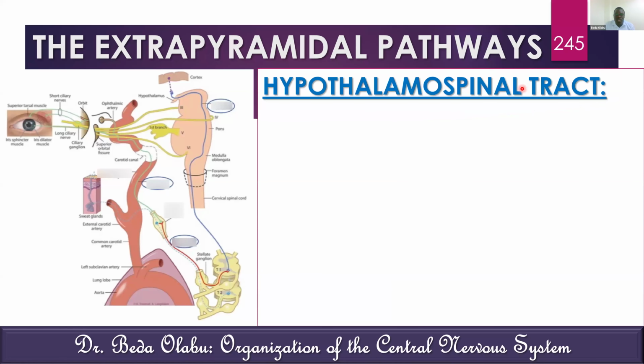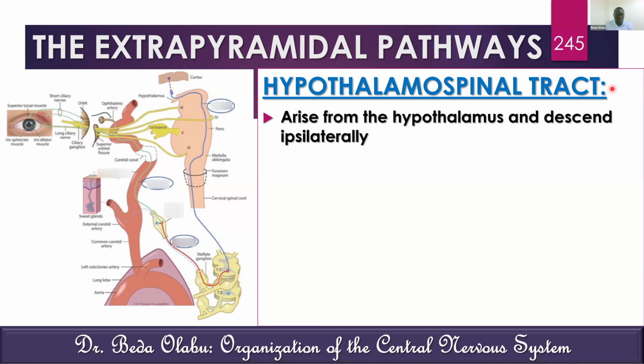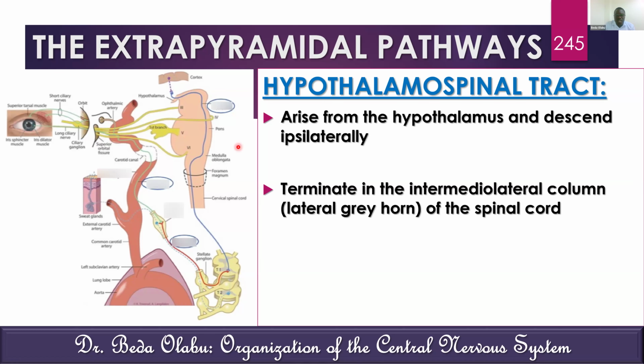Then we have what we call the hypothalamus-spinal tract, a unique one for that matter, because this is not actually arising from the brainstem, but from the hypothalamus. These fibers arise from the hypothalamus, but descend ipsilaterally. They terminate at the spinal cord, they terminate on the lateral horn of the spinal cord gray matter. Remember, the lateral horn of the spinal cord gray matter is responsible for giving rise to preganglionic autonomic fibers.